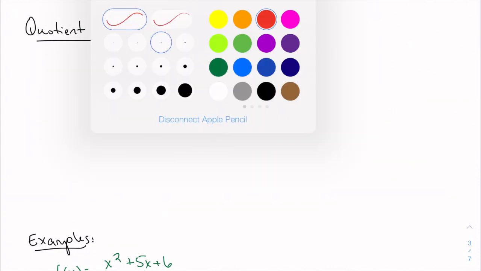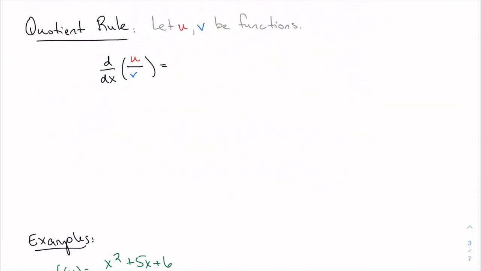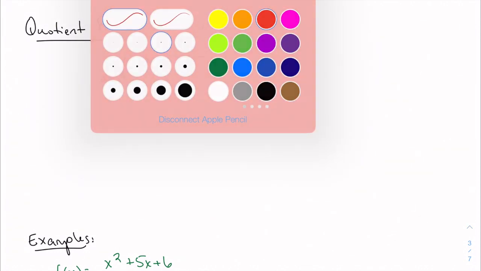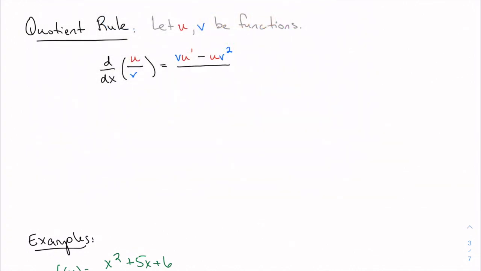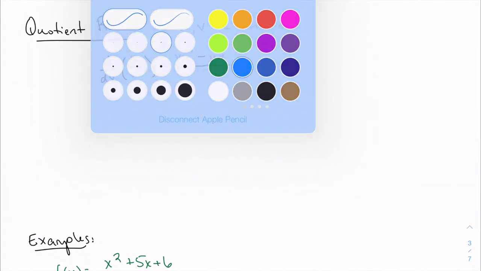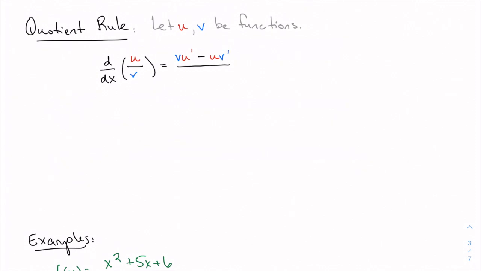So I'm going to do v times u prime, and I'm going to subtract u times v prime, and that should be v prime, not v squared. I'm thinking ahead, because that's all going to get divided by v squared. So I have v u prime minus u v prime, and it's all divided by v squared. Of course, this comes with the catch that v cannot be 0.